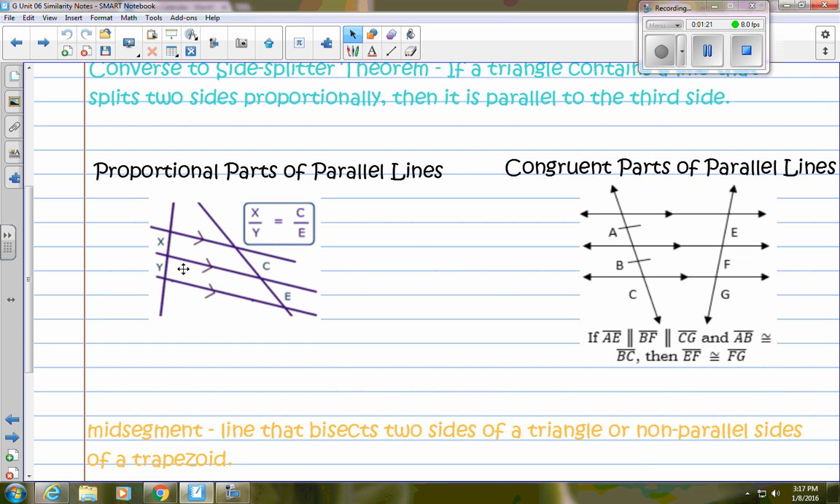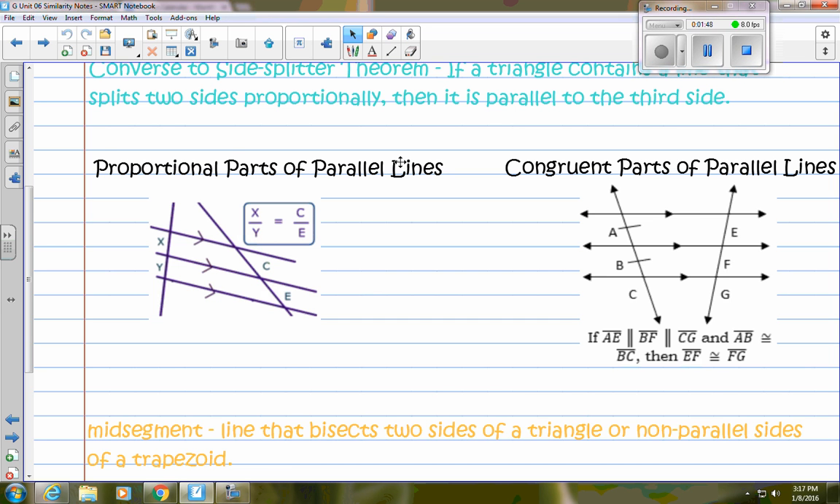Additionally, we can see this kind of idea at work even when we're not inside a triangle. If we have multiple parallel lines cut by different transversals, then the pieces in between our parallel lines are also proportional as long as the lines are parallel. Again, a concept that's much easier to see in a picture than it is to explain verbally.